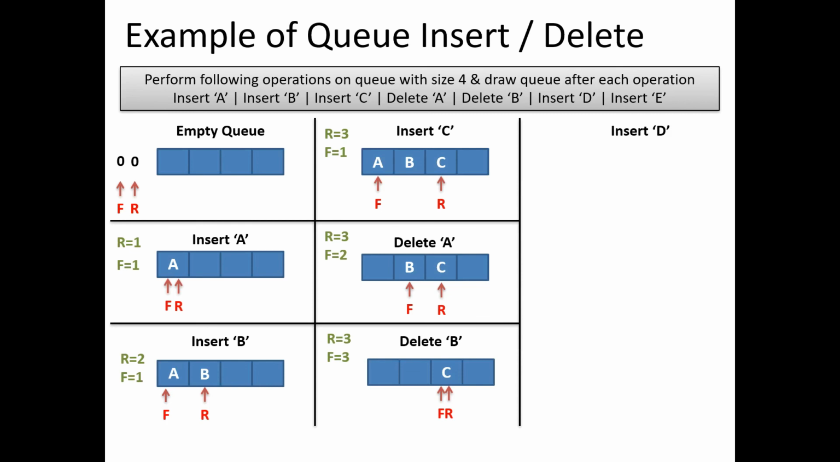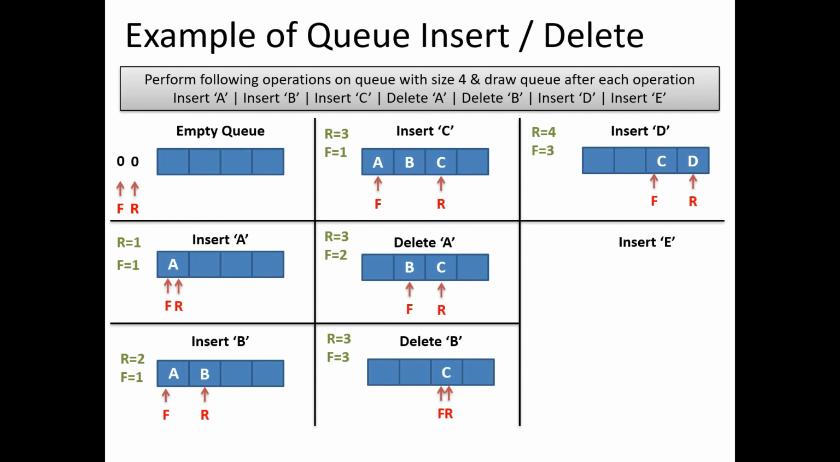Now insert D. We can insert an element from rear. So our rear is pointed at position number 4 and D is inserted at that position. So R is equal to 4 and F is equal to 3.